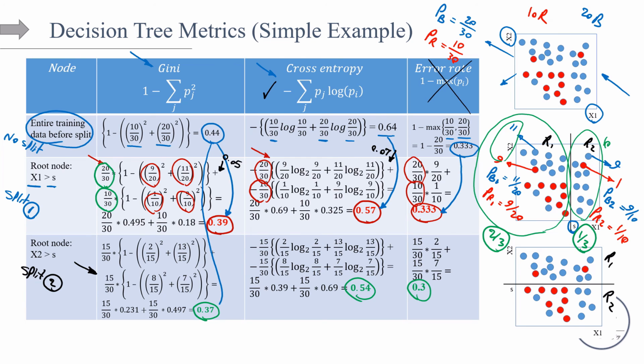This one goes from 0.44 to 0.37. So what do we get? We get 0.07. And what is the difference between these two? Going from 0.64 to 0.54, so it's 0.10. And then this one goes from 0.333 to 0.3, so we are going to end up with 0.03. Okay. So which one is the winner?